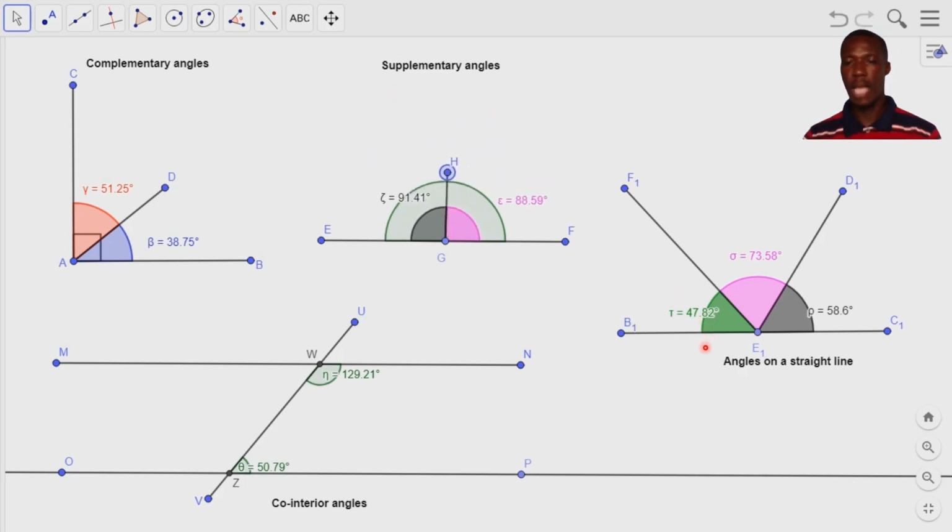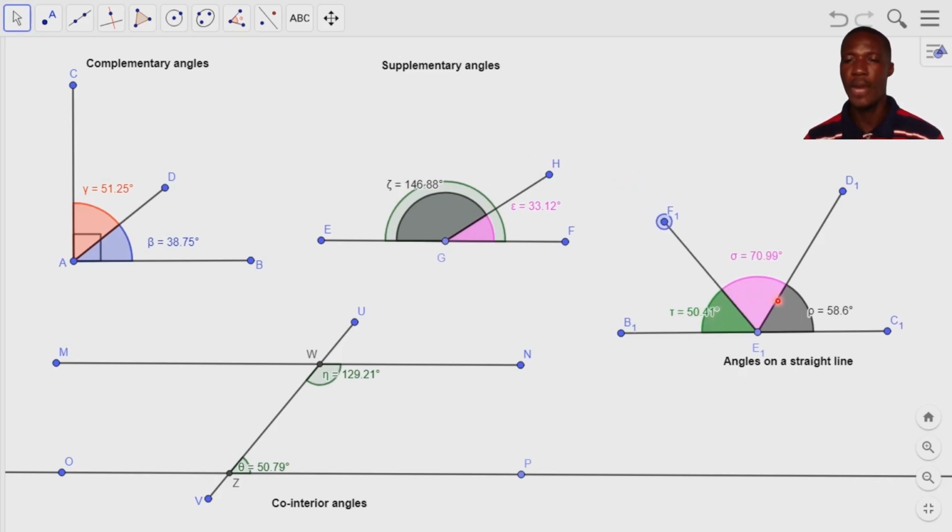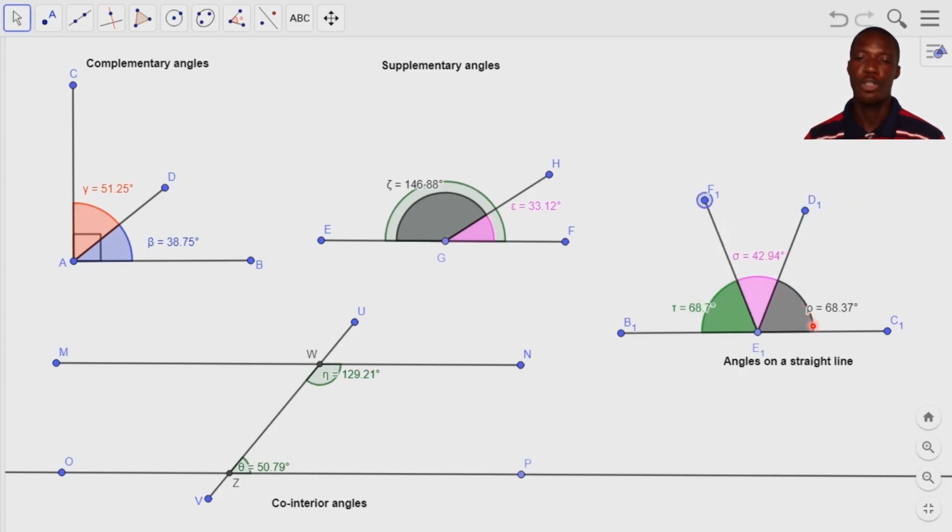Then we come to this diagram. We have three angles on a straight line. Remember angles on a straight line. So all these angles, when we add their values, they will be 180 degrees. And we can have them in different combinations. So we will rotate and then we will have different combinations of the angles that will form a straight angle.